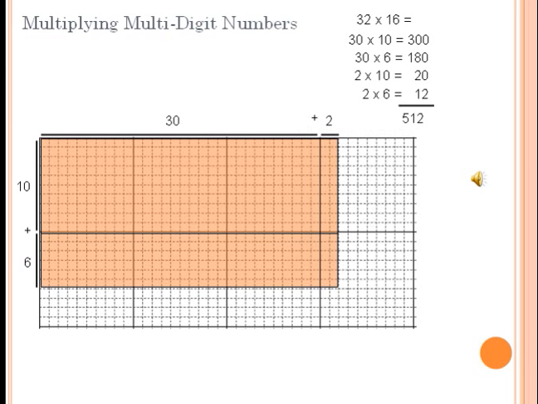Obviously, we don't want a kid to need to actually count each of those little area pieces in the middle, but if we were, we would find that there were actually 512 pieces within the area. So 32 times 16 equals 512.